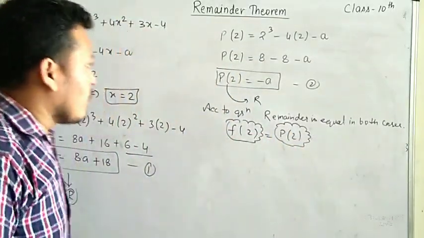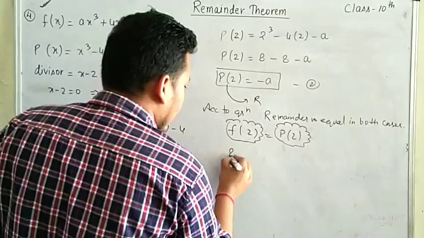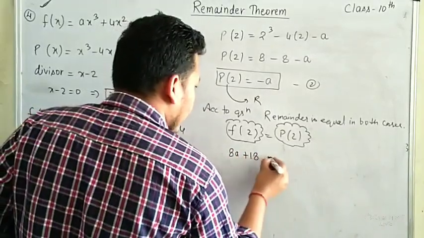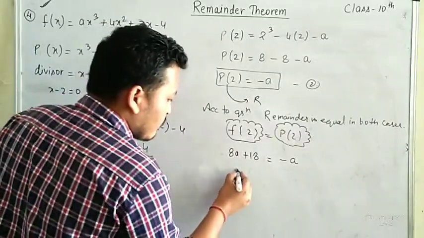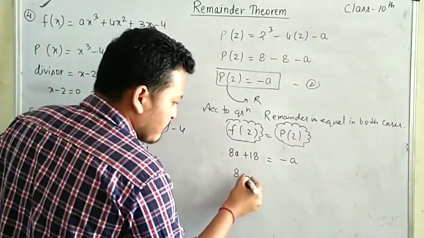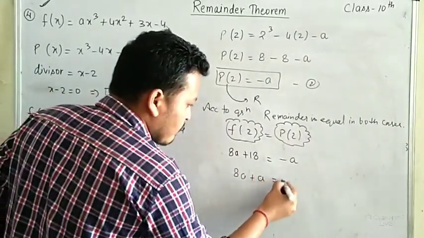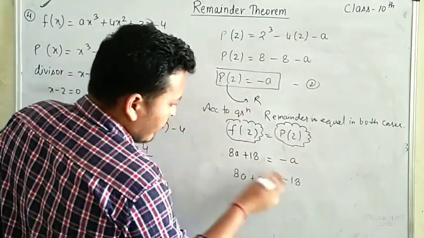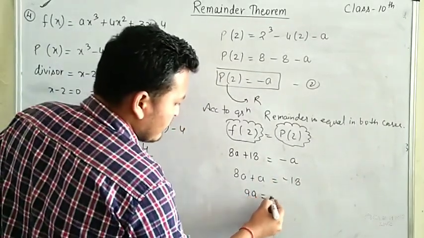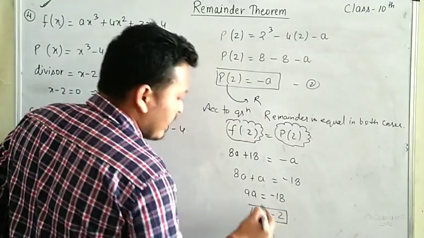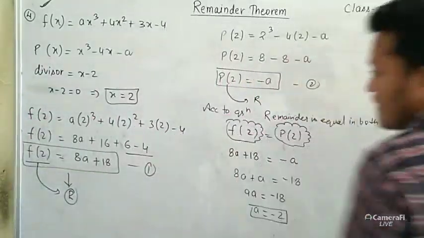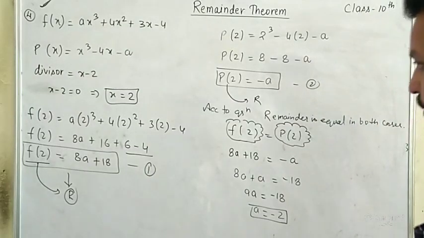So what will be the value of f2? This is 8a plus 18. P2 is minus a. So taking a on the same side, 8a, taking this part to the left, then plus a is equal to minus 18. So 9a is equal to minus 18. So a is equal to minus 2. So the value of the given expression is minus 2. Okay, minus 2 is coming here.